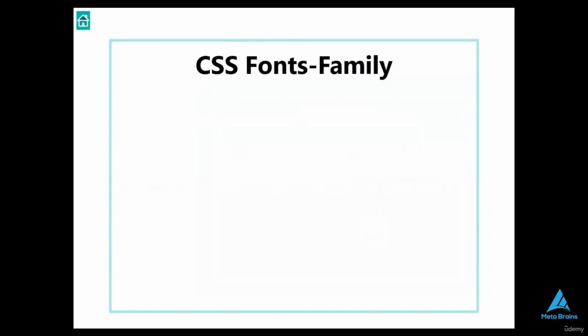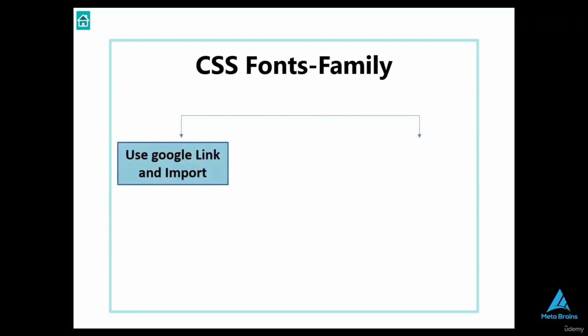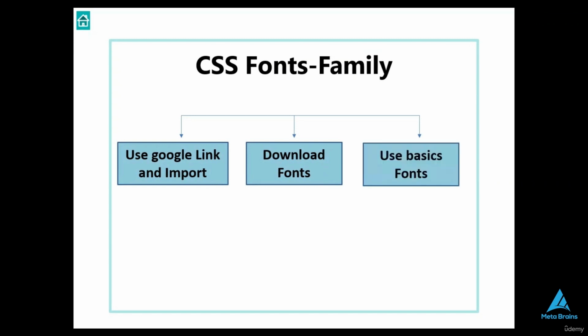Alright, let's now talk about the CSS font family property. So, the font family is used to change the style and font of the text. There are three main ways of using fonts that we will discuss. First, we can import the fonts from Google and link them to our website, all of this inside of VS Code. The second method is to download different fonts from Google and use them on our website. Third, we can also use basic fonts that are stored in the browser by default. Alright, so let's now move on to VS Code and explore these properties in detail.